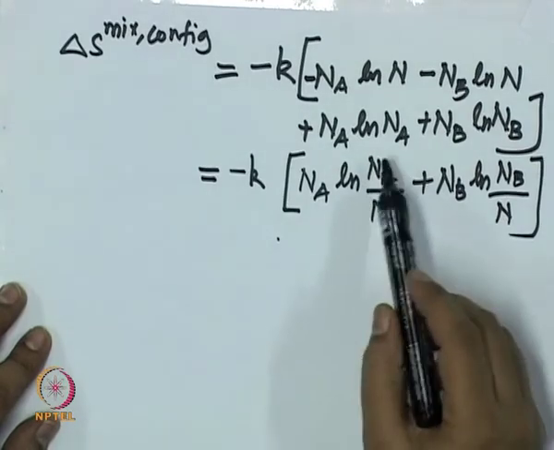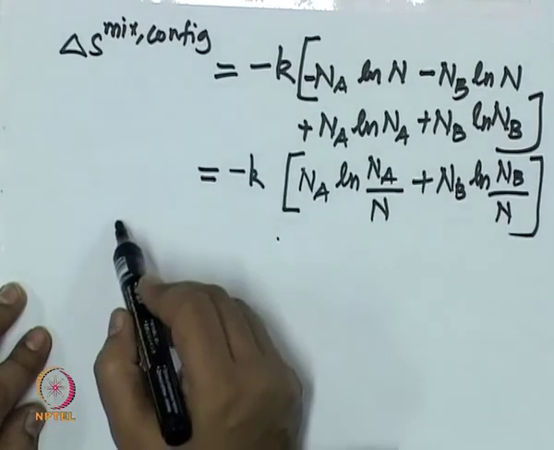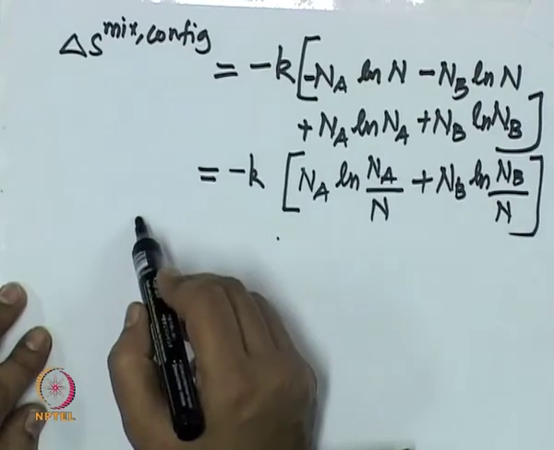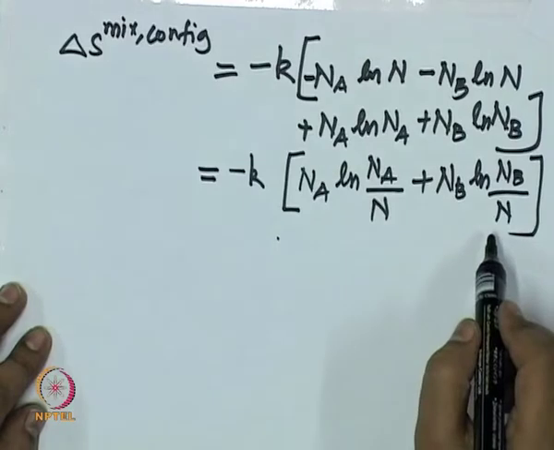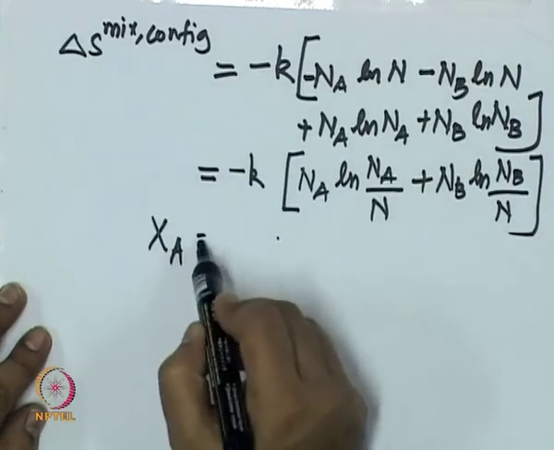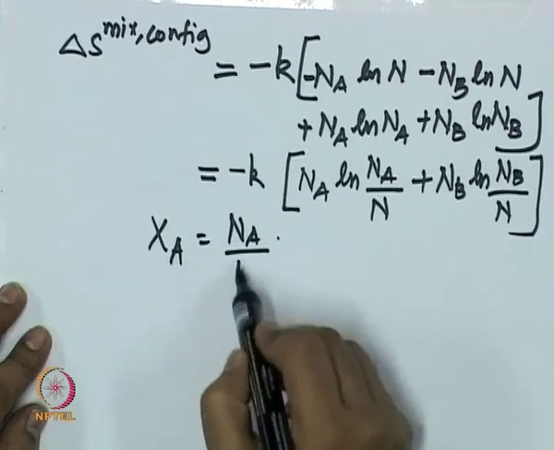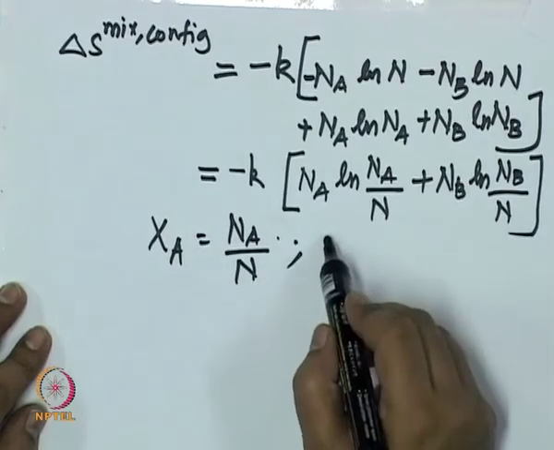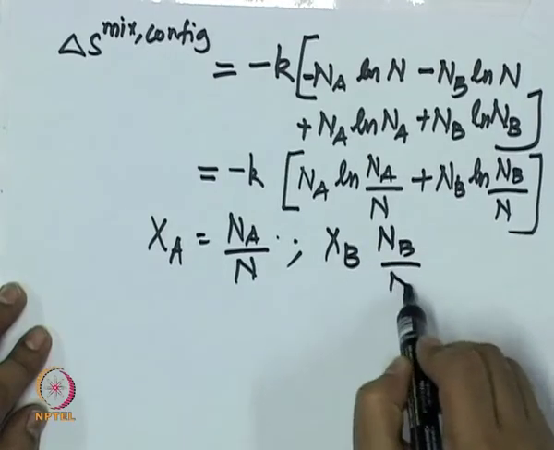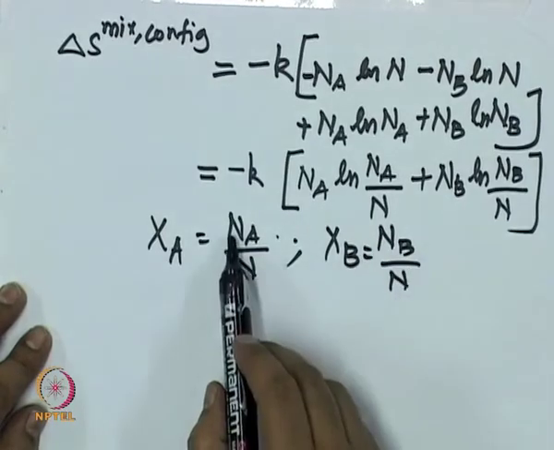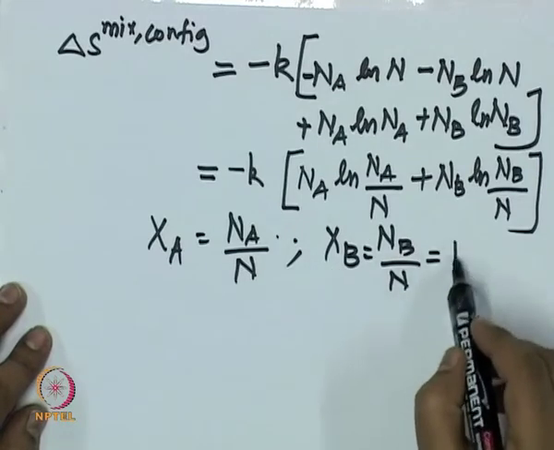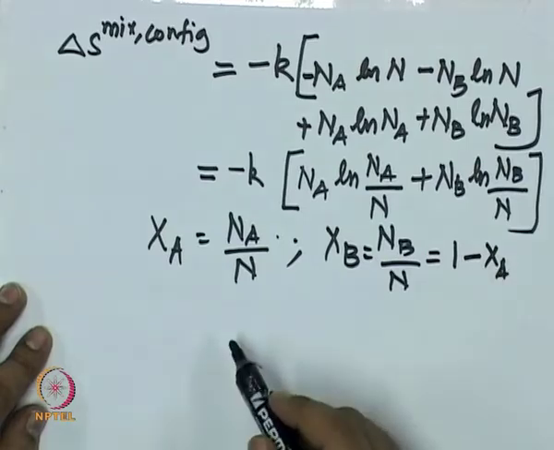So, Na by n and Nb by n are the atomic fractions: the number of A atoms to the total number of sites, and the number of B atoms to the total number of sites. So, let us call Xa as Na by n and Xb as Nb by n. Because Na plus Nb is equal to n, Xb is nothing but 1 minus Xa. Okay.